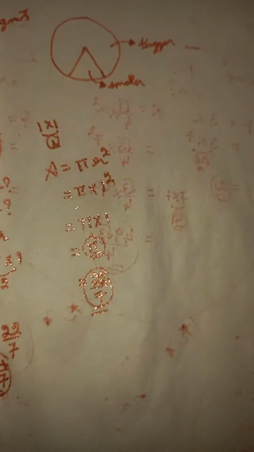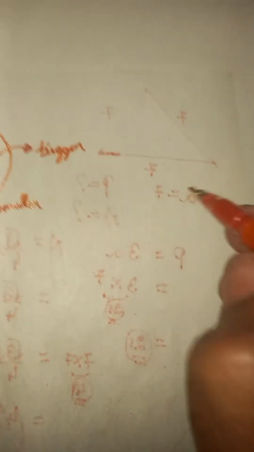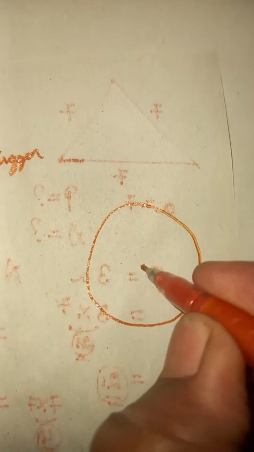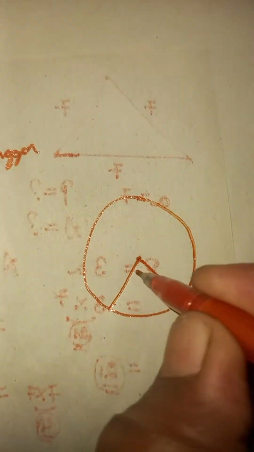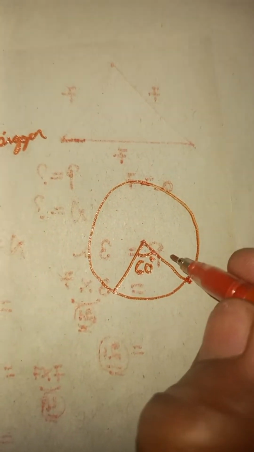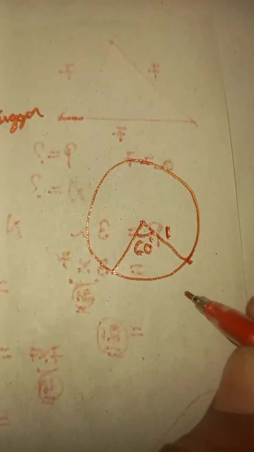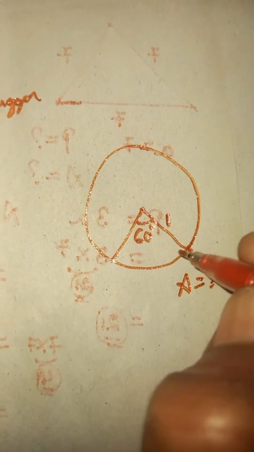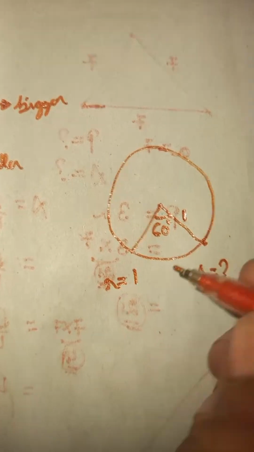Let's take another circle. I am going to tell how to find the area of a sector of a circle. If you take the circle, they are giving a sector. This sector is 60 degrees, and the radius here is 1 unit. You need to find the area of this sector of the circle. Here the radius is 1 unit.